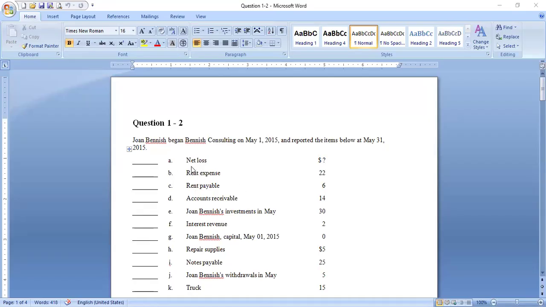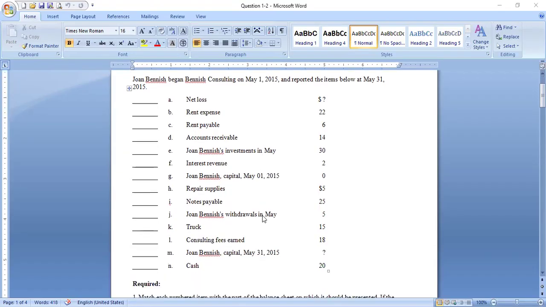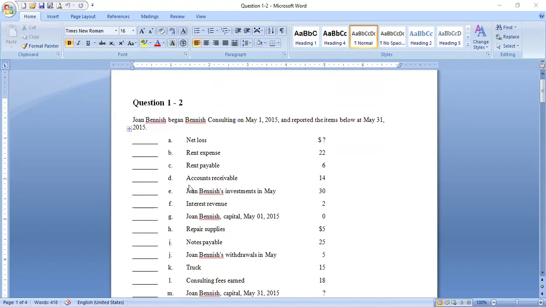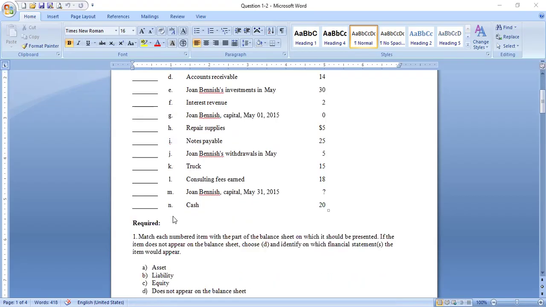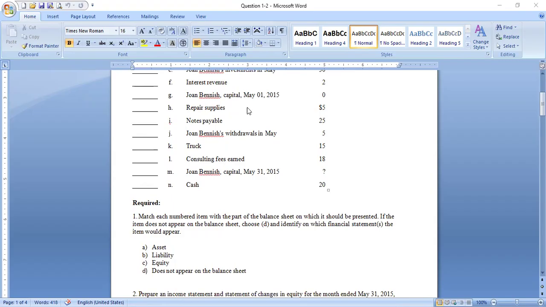So again, you're going to have those different accounts and you have to say what is this? How much is it? The question is going to say, calculate the total expenses, or calculate the total liabilities, or calculate the total revenue. So before we do that, now let's go over another document.